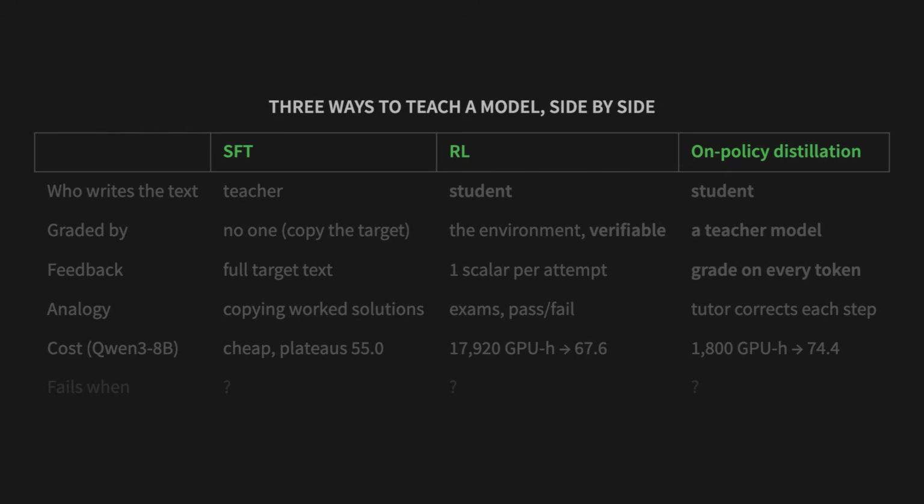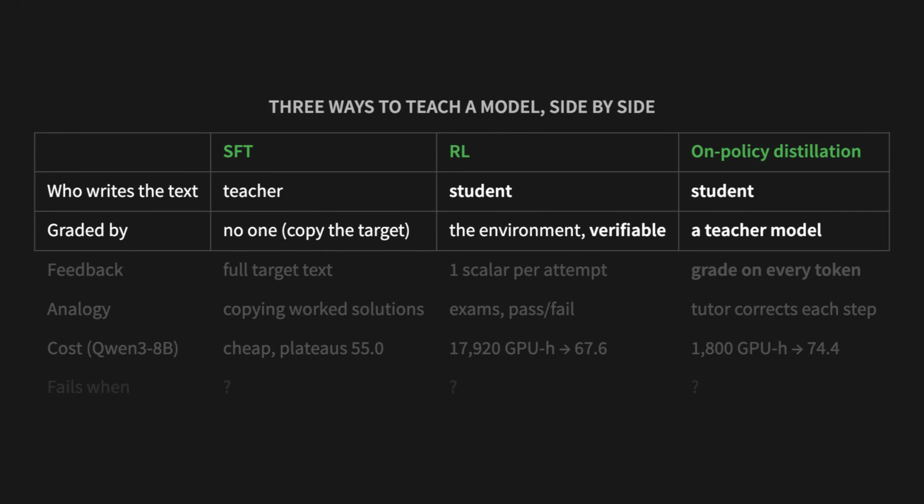Now put the 3 side by side, and let's read the table row by row. The first row covers who writes the text. It's the teacher in SFT and the student in the other 2. The second row is who grades it. In SFT, nobody grades, you just copy the target. In RL, it's the environment checking the final answer, and that check is verifiable. In distillation, it's a teacher model, so the grade is dense, but it's a model's opinion.